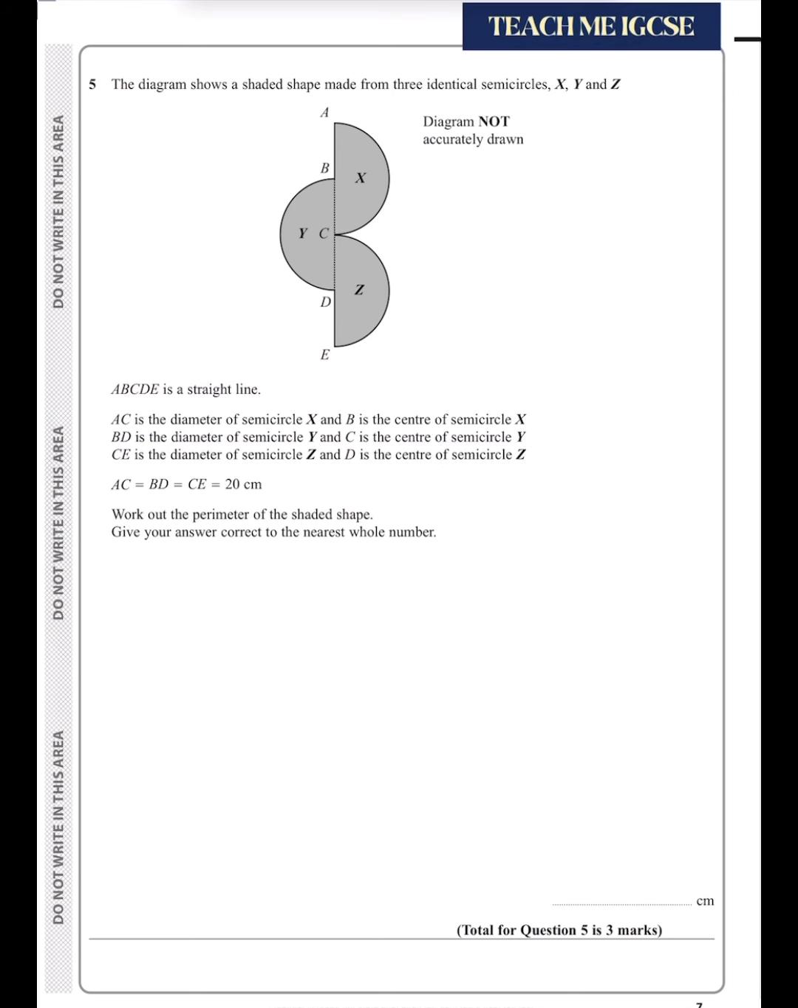So, if we look at it here, there's something that AC, BD, and CE have in common. They're all diameters of circles. So if I put it this way, you can see that these lines, AC, BD, and CE, are all diameters of full circles. So the diameter is equal to 20 centimeters. The radius would be 10 centimeters.